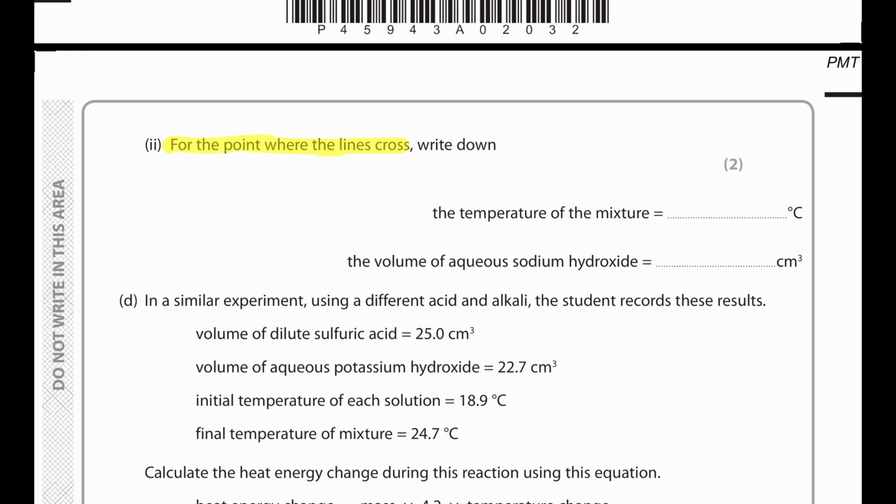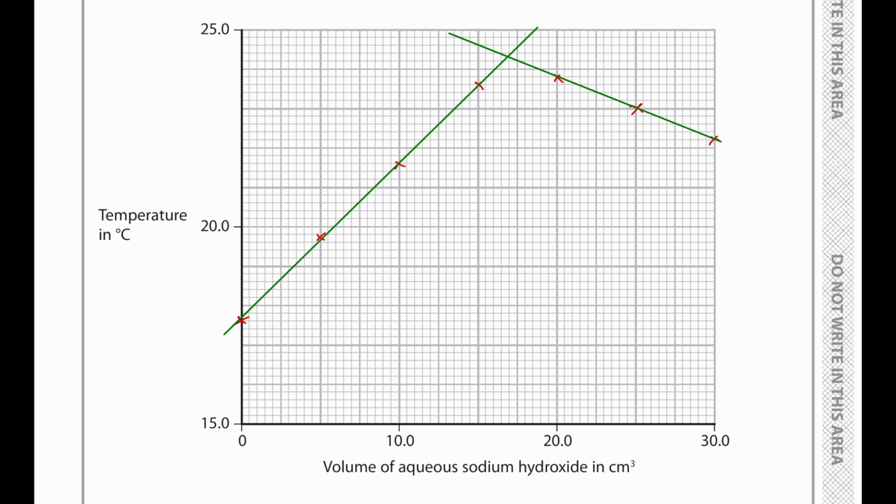For the point where the lines cross, write down the temperature of the mixture and the volume of aqueous sodium hydroxide in cm³. To do that, first of all, we're going to extrapolate. So the maximum temperature rise is 21, 22, 23, 24, 24.3, and the volume in which it occurs is 17 cm³.